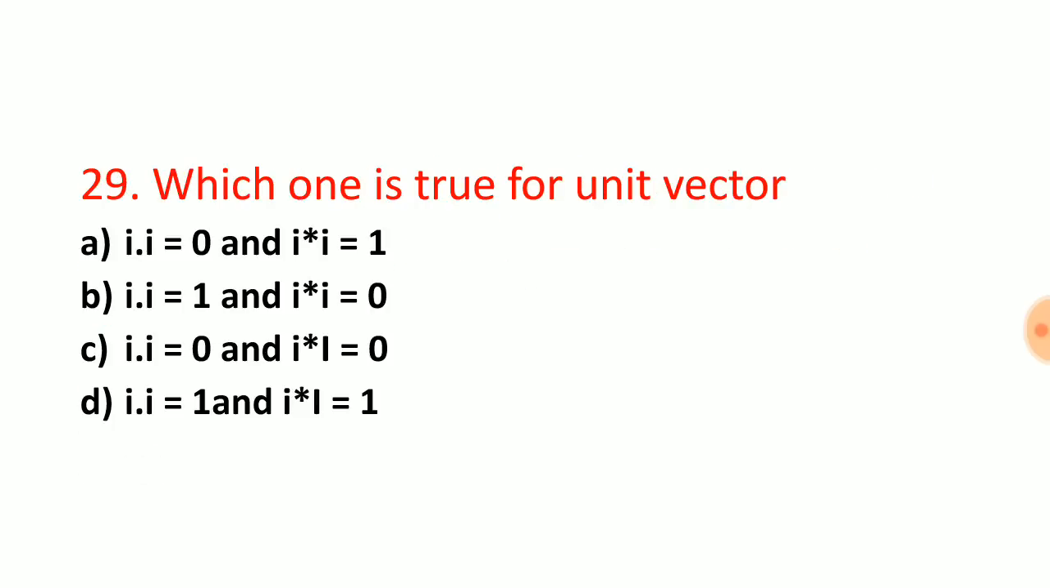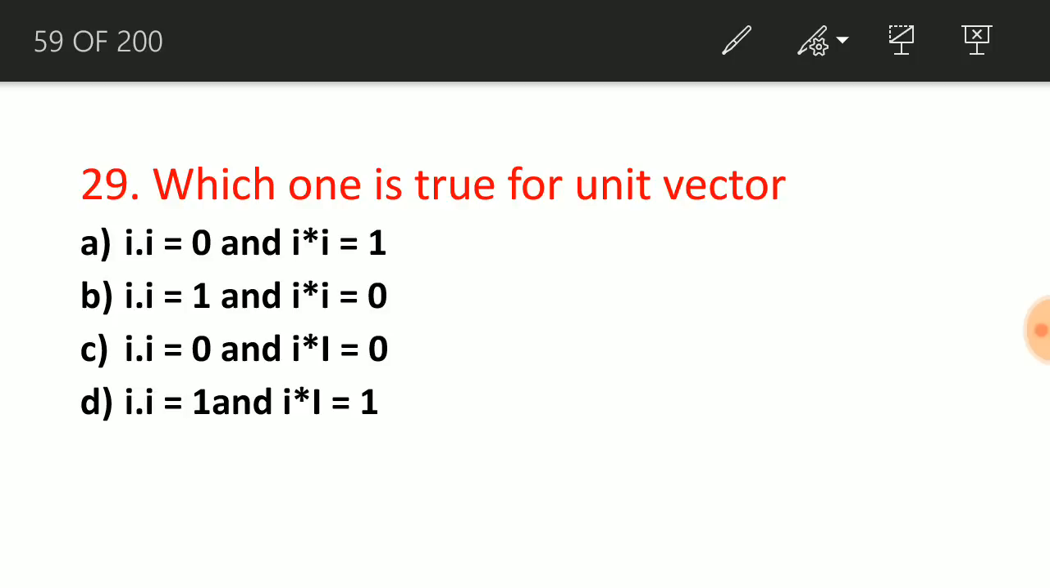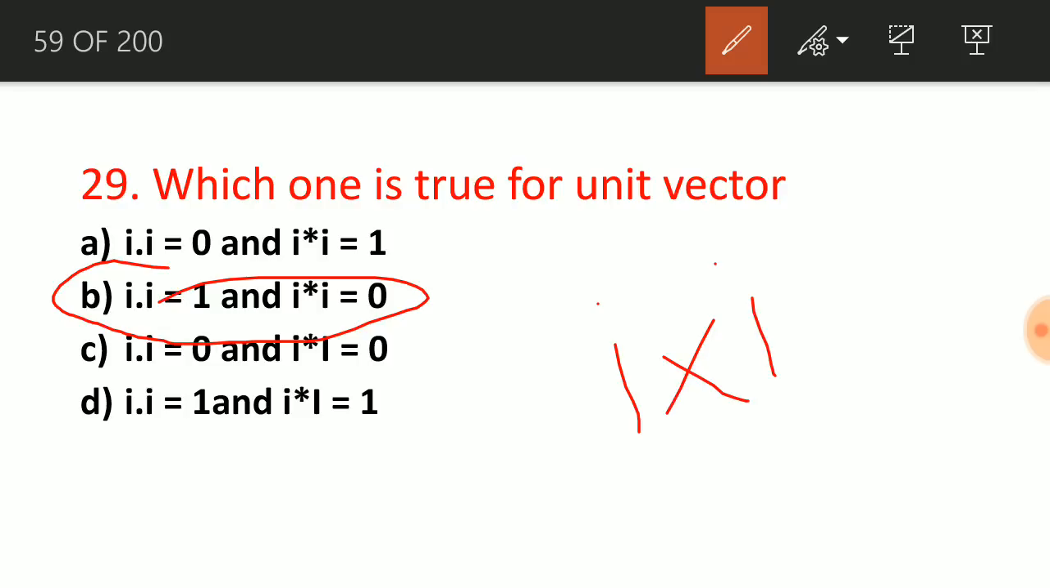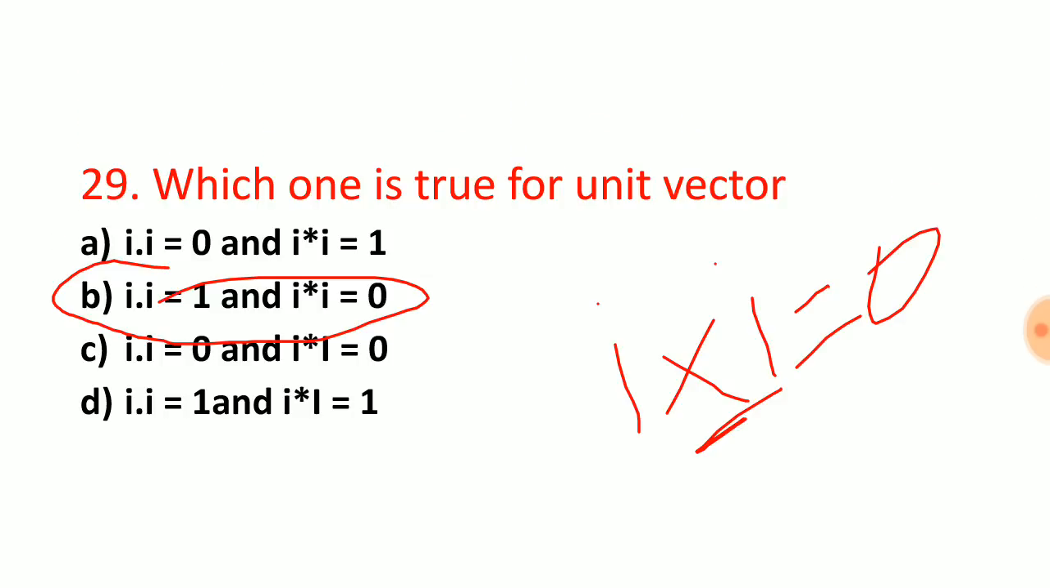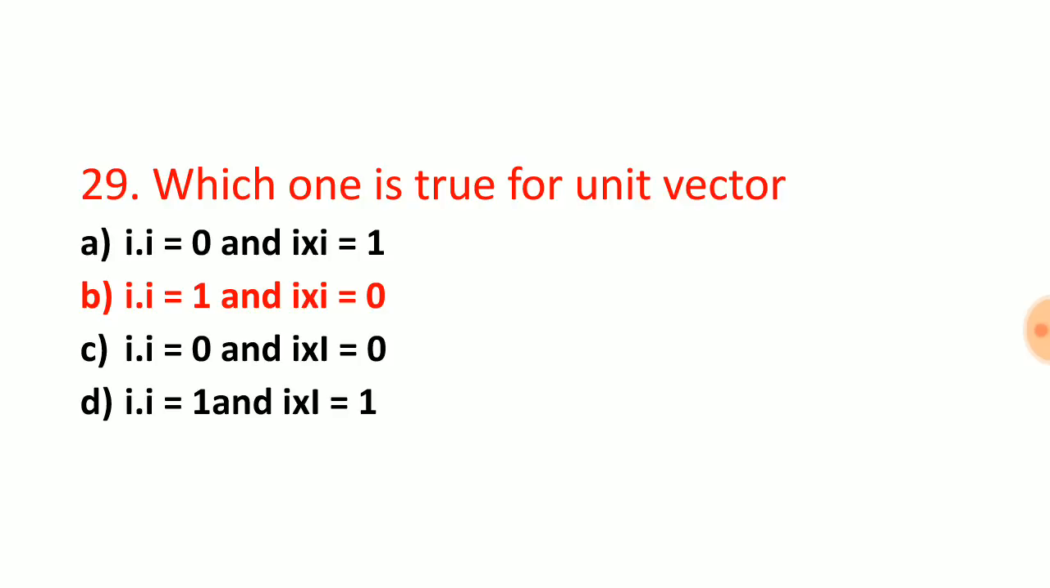Question number 29. Which one is true for unit vector? For unit vector, I dot I is 1, and I cross I is 0. This asterisk means cross here. So option choice B is the right answer for question number 29. I dot I is 1 and I cross I is 0.